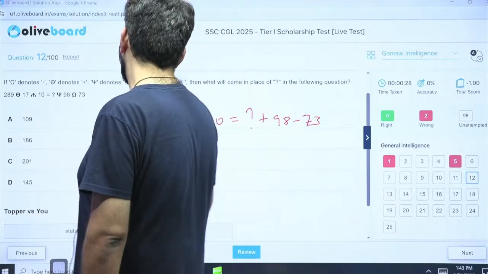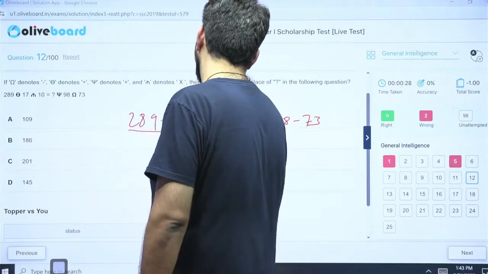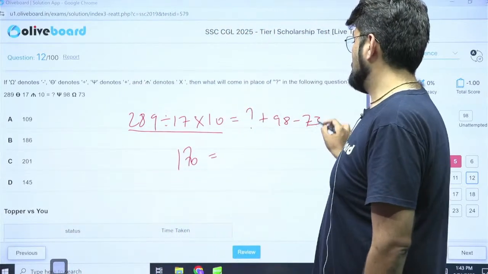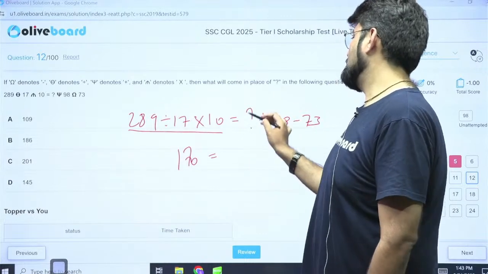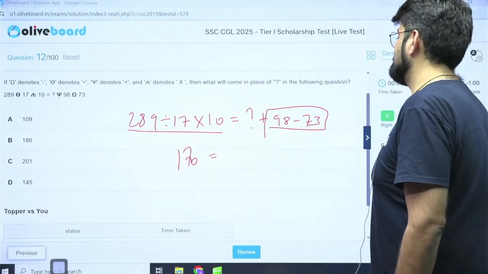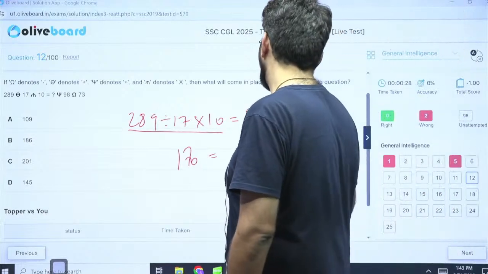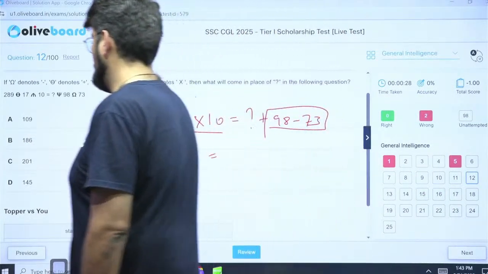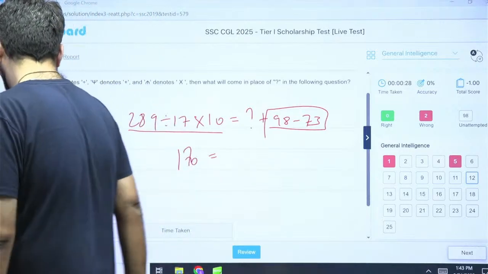Okay, so 289 by 17 is, so this becomes 170. 170 is equal to X plus 98 minus 73. So add 73 and subtract 98. So you straight away solve this, no? There's no point. 25 plus, so you subtract 25 from here, you will get your answer. That is 145. Option D is the right answer.